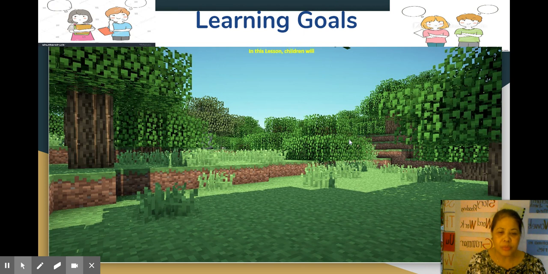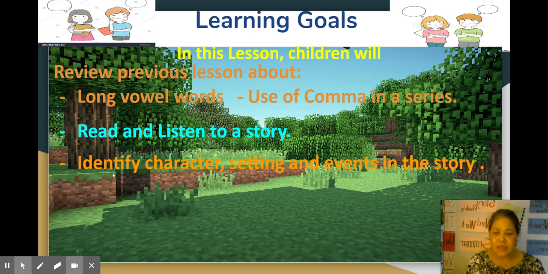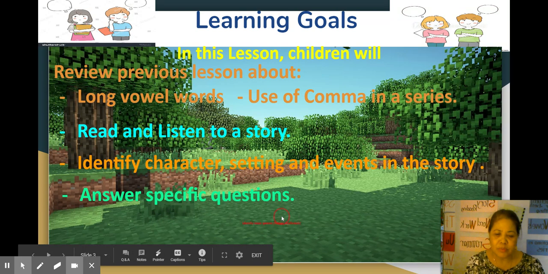Our learning goals will be as follows, boys and girls. In this lesson, children will review previous lessons about long vowel words and use of comma in a series. Read and listen to a story. And then you are going to identify characters, setting, and events in the story. And then you are going to answer specific questions and identify basic genres, either fiction or non-fiction.